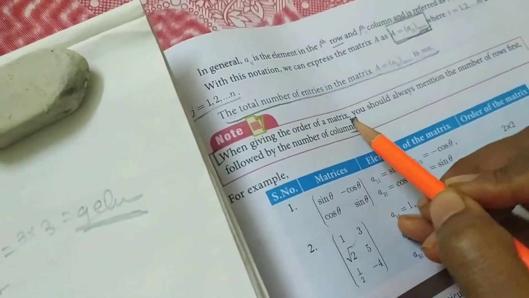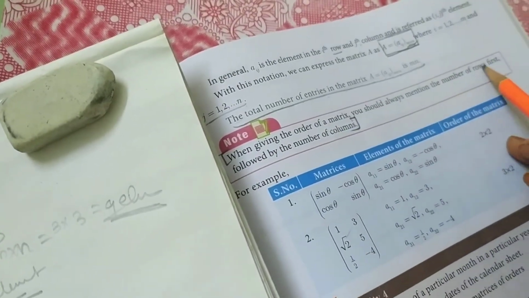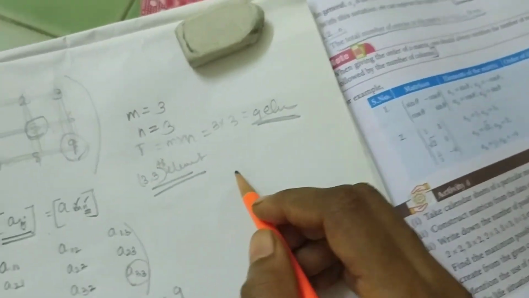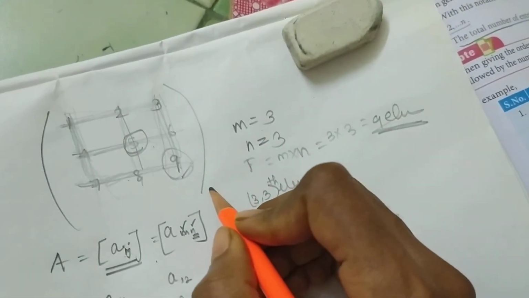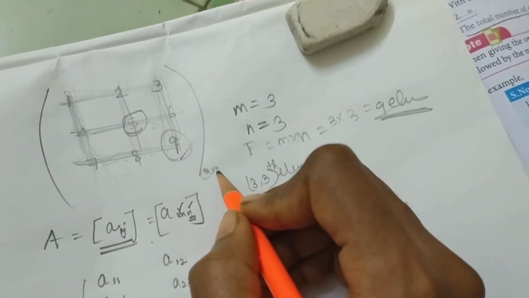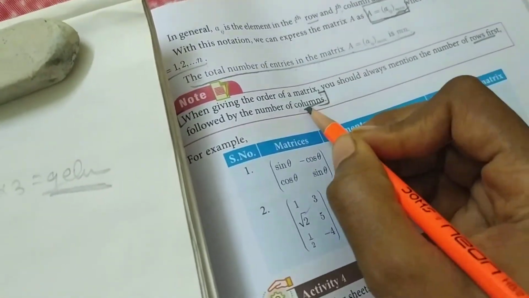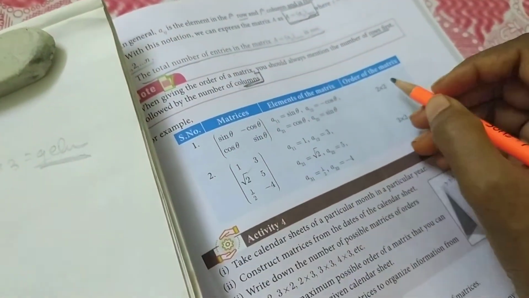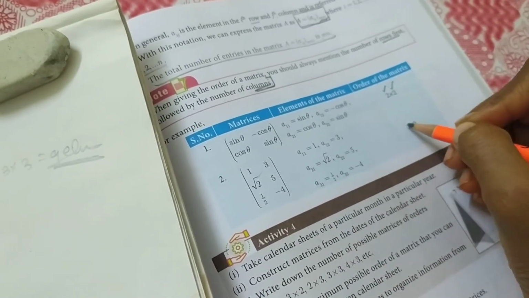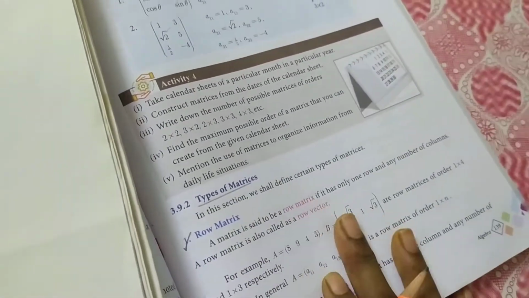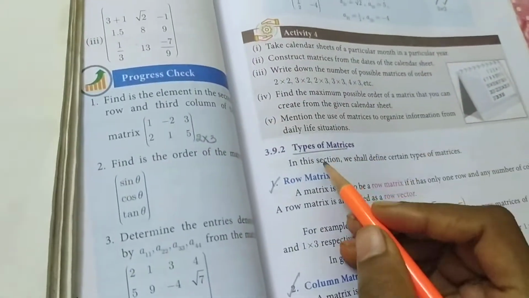When giving the order of the matrix, you should always mention the number of rows first, followed by the number of columns. So if you are writing below the matrix, it should be m cross n only, because first should be the row, second should be your column. If you change it, that would be wrong. So first the row, next you write the column. That's what they mention. So the order of the matrix: this is a row, this is a column. Don't change this order, otherwise you will spoil your marks.